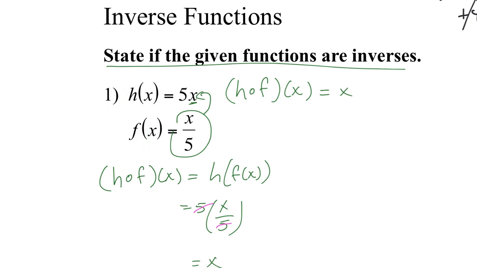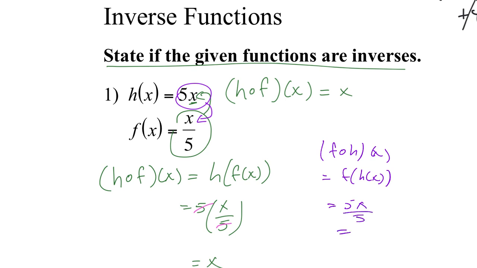So in this case, I have h of f of x. Now I'm going to plug in h on this x over here. So I get 5x over 5. Again, the 5 cancels out, so I get equals 2x. So in this case, they are inverse functions.